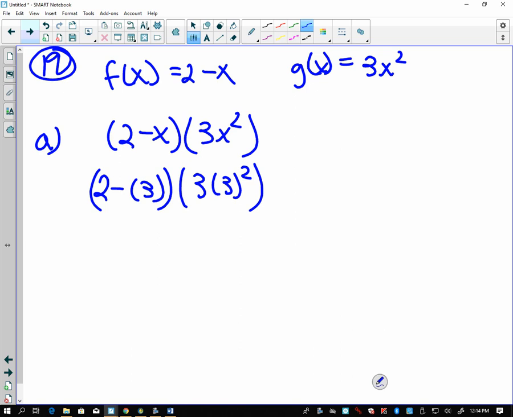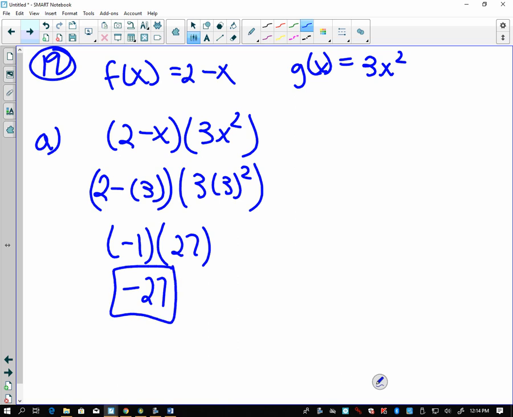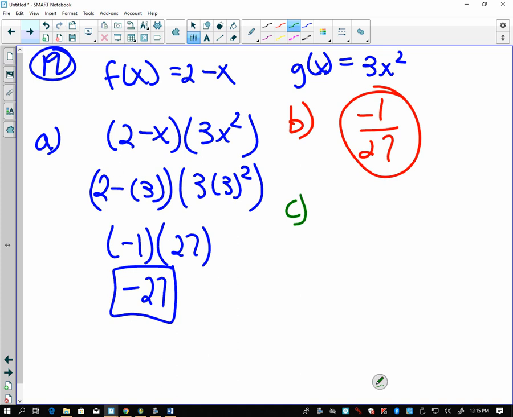So 2 minus 3 is -1. You should be getting 3 squared, which is 9 times 3 is 27. So I should get -27 for A. Okay? And then you could do B over here. That's the same thing, but we want to divide. Well, if it's the same thing, except with division, we've already solved for it with 3, so it'd be -1 over 27. Well, there's nothing really to change there. That's my answer.